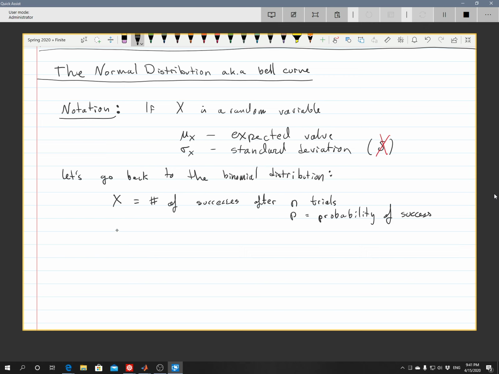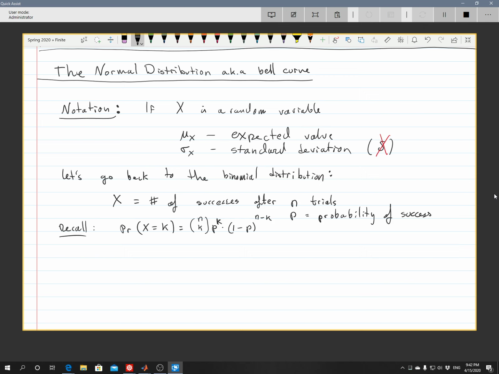So recall that the probability that you get precisely k successes, the probability that x equals k, and k has to be between 0 and n, right? You can't get more than n successes if you only do n trials. This was equal to n choose k times the probability of success to the power of the number of successes, which is k, times the probability of failure, which is 1 minus p, to the power of the number of failures, which is simply n minus k. Okay, so this is all stuff we've done before.